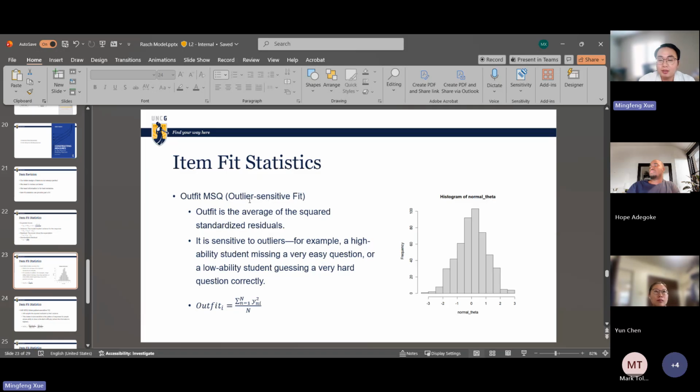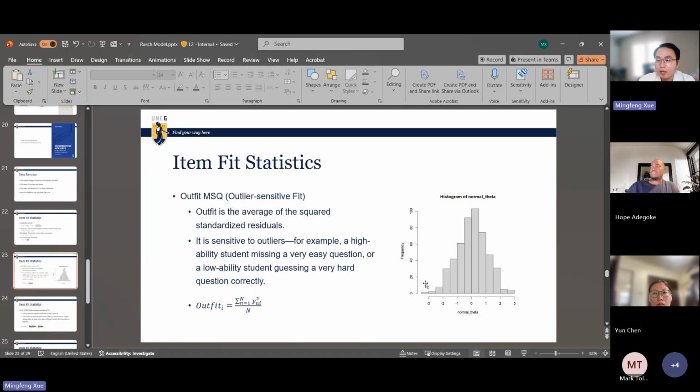Why is this the outlier-sensitive fit? Because for those respondents in the middle, our predicted probability might be, say, 0.6 probability of successfully answering this item. And if they answer it wrong, the penalty is only 0.4, right? For those in the middle, it doesn't influence the fit statistics too much.